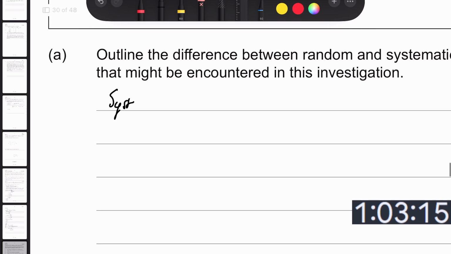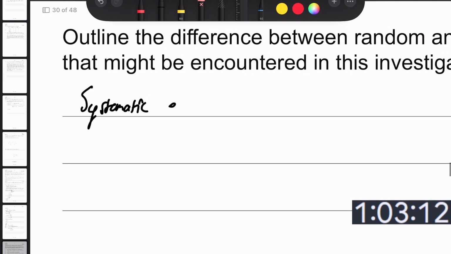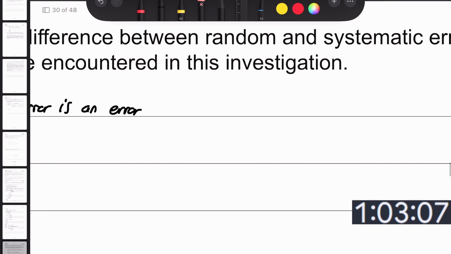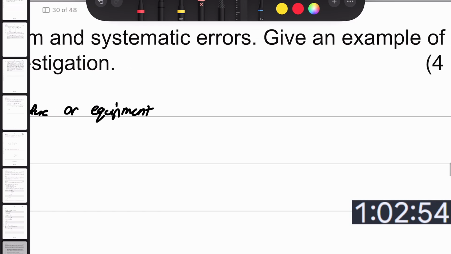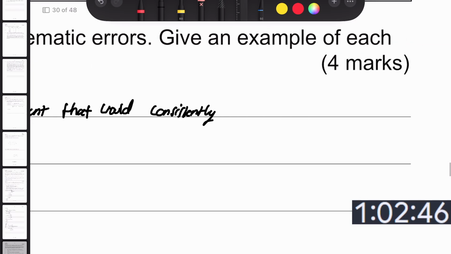Systematic error is an error with the procedure or equipment that would consistently affect every sample, every measurement taken.